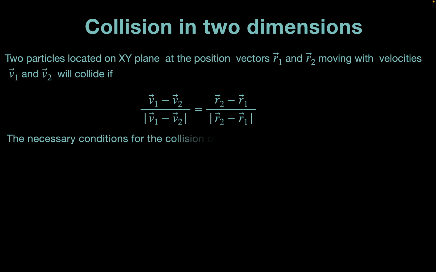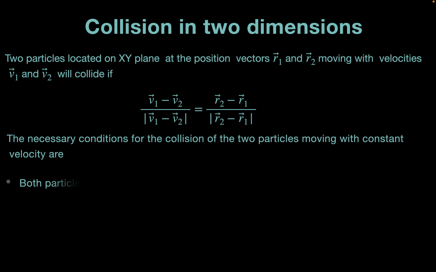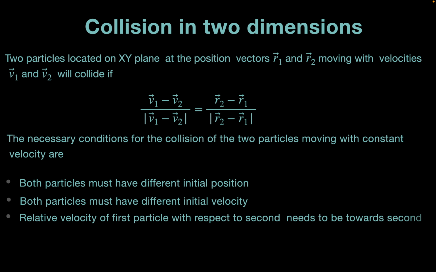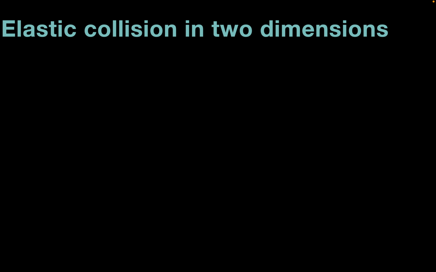So we conclude that the necessary conditions for the collision of two particles moving with constant velocity are: first, both particles must have different initial positions. Both particles must have different initial velocities. Relative velocity of first particle with respect to second particle needs to be towards second particle and vice versa. So this is the necessary condition for collision of two particles moving on the xy plane.